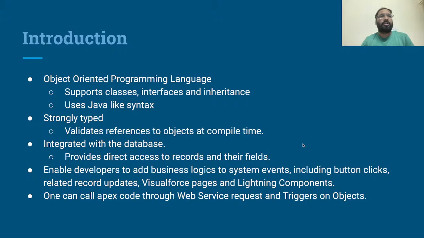The next point says strongly typed. It validates references to objects at compile time. So now we need to understand what compile is. Whenever you write any code, you will be saving that code, and at the time of saving it will be converted into binary, and all the errors will be checked at that time. That process is known as compilation. If you have any error, you will see that error at the time of compilation, and if you remove that error, you will be able to save your code, otherwise not, right?